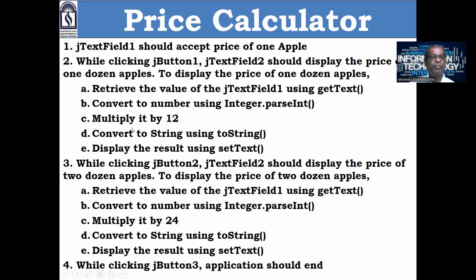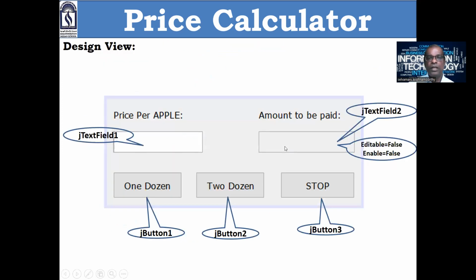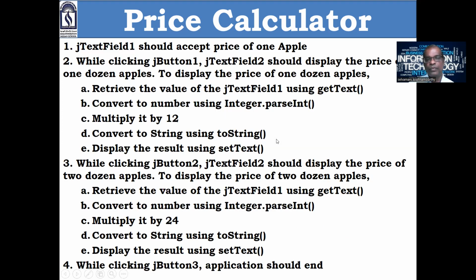Integer.parseInt. And then multiply it by 12, because 1 dozen apples means 12. Now we have one number. That number should be converted into a string, toString. Why? Only then can we display it in the text field. What is the next stage? Display the result using setText. We know very well, setText is used to assign or display the value in a text field. So these 5 steps we need to take: retrieve the value of text field 1 using getText, convert it into a number using parseInt, multiply it by 12, convert the number into a string using toString, and then display the result using setText.